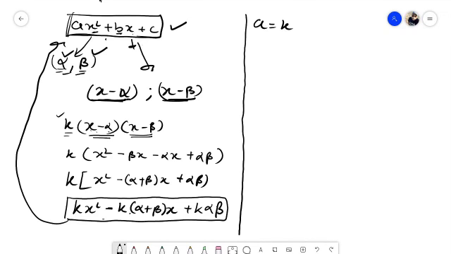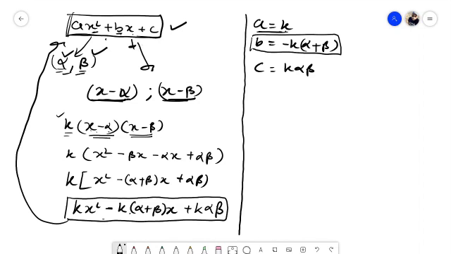And the coefficient of x is b here, and it will be minus k times alpha plus beta, so b is going to be minus k times alpha plus beta, isn't it? And c, that is the constant term, is going to be k times alpha beta. Is it clear? Now I am taking the value of a as k, or k as a, right? And I'll substitute the value of k in the second one. So this is our first equation, this is our second equation, and this is the third equation, and let us substitute the value of k from the first equation in the second one. So it will be b is equal to minus a times alpha plus beta, isn't it?